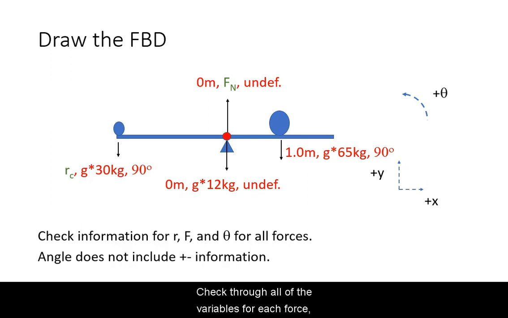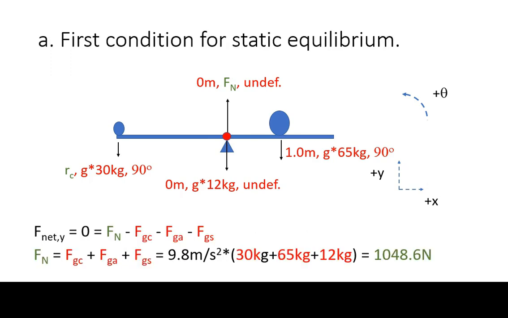Check through all of the variables for each force, whether they are known or unknown. In this method, you do not need to yet include the negative sign for direction. Applying the first condition for static equilibrium already demonstrates the considerations for magnitude, as it too inserts the negative sign at the step of setting up the symbolic equation. When in doubt about the sign, refer back to your diagram and your declared coordinate system.